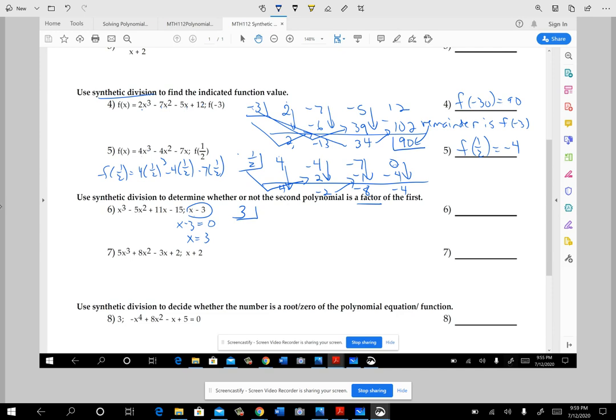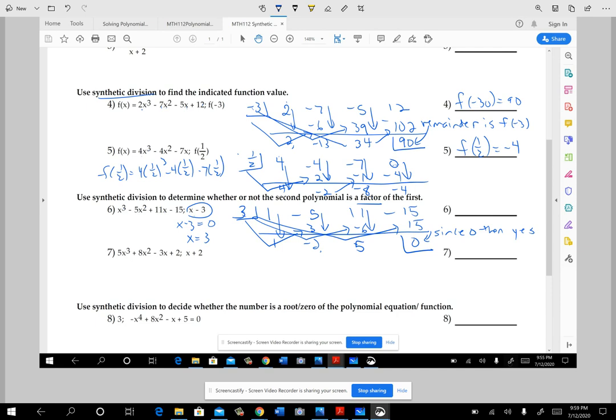And then I would look here, I have a cube, a squared, an x, and a 15. So there's no missing terms. I just write those down. Then I'm going to bring down the 1 and then multiply. Then add straight down, then multiply. Add straight down, then multiply, and then add straight down. Okay, and then if you wind up getting a 0, the answer is yes. It is a factor because there was no remainder left.